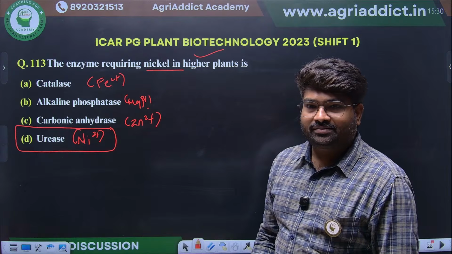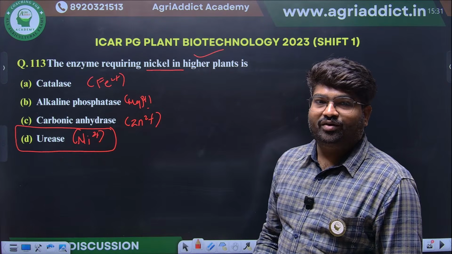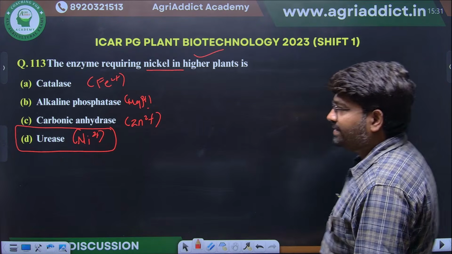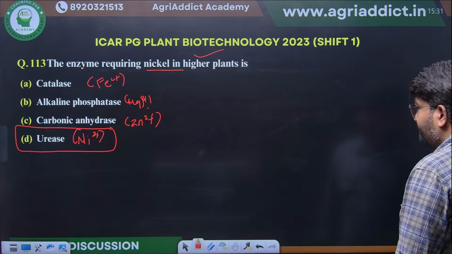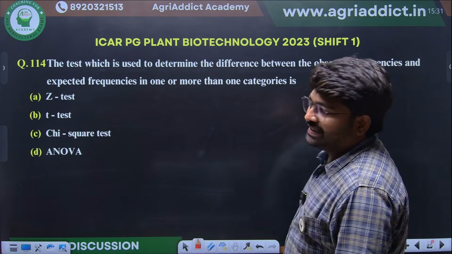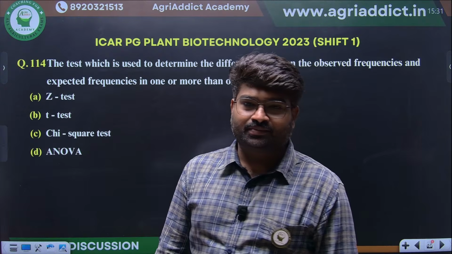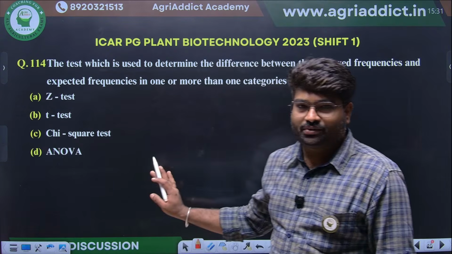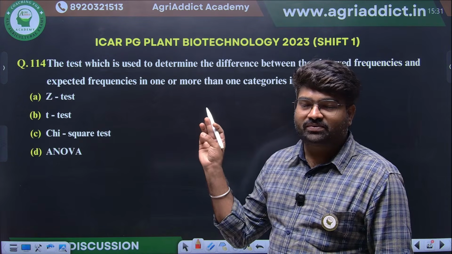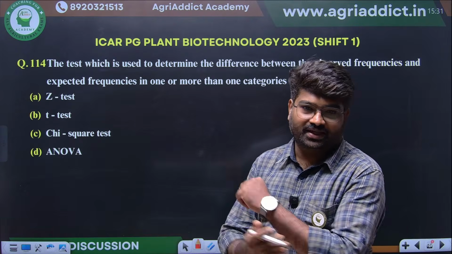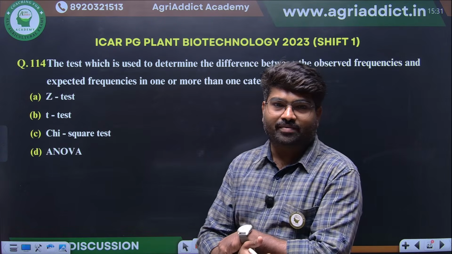Nickel is a cofactor for urease enzyme. Don't forget, this is important. Statistics question: from the last 4 years of question paper discussion, we have seen only one statistics question. We have seen most of the general agri questions from genetic portions, because that is there in our plant biotechnology syllabus also.